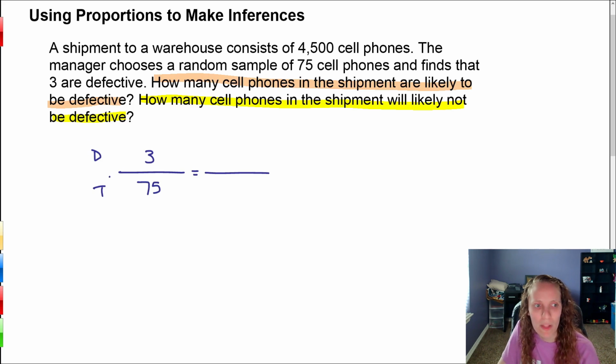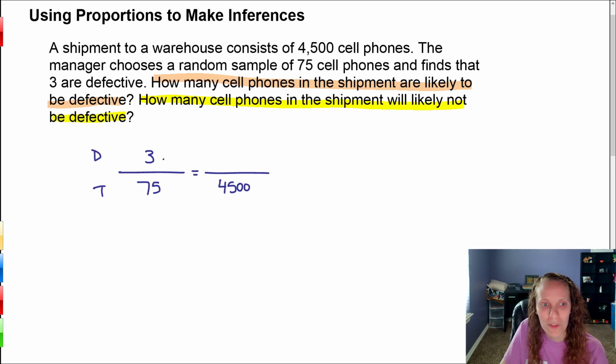And if you notice, I'm labeling over to the side D for defective, T for total. We know that the warehouse consists of 4,500 total cell phones. And so now we're going to use our proportion to solve how many of these should be defective if they took a random sample of 75 and found that 3 were defective. So to solve this proportion, we're going to cross multiply.